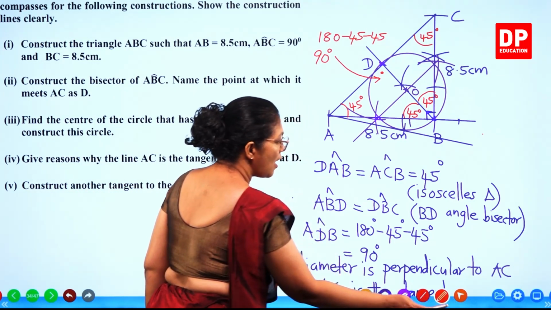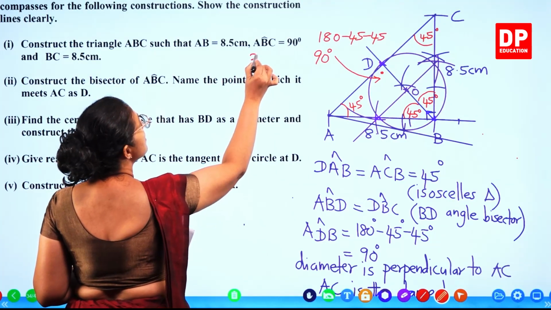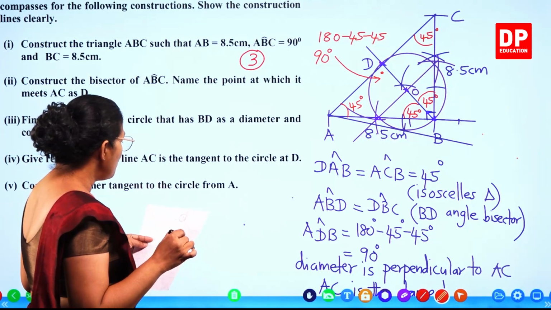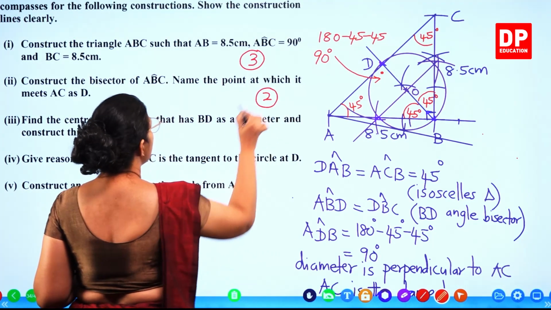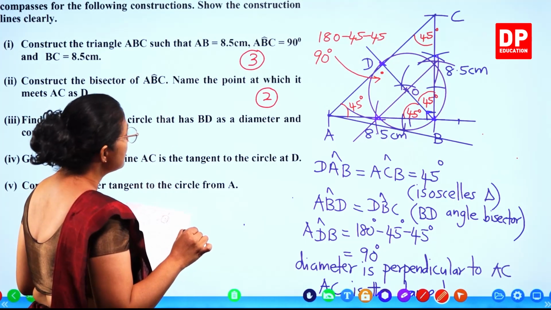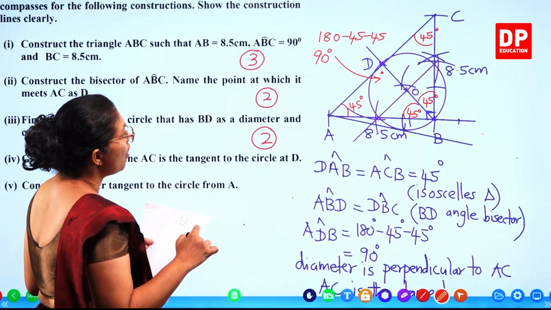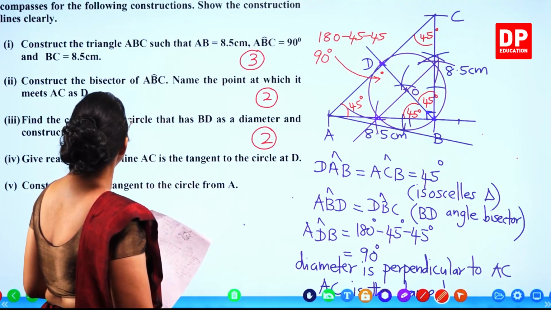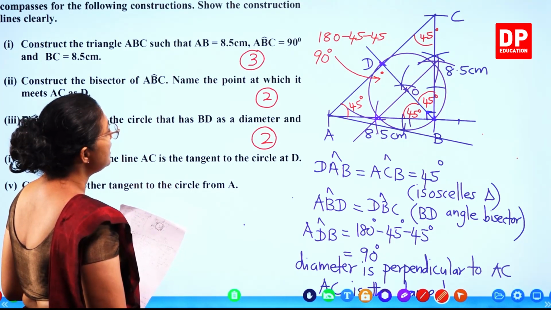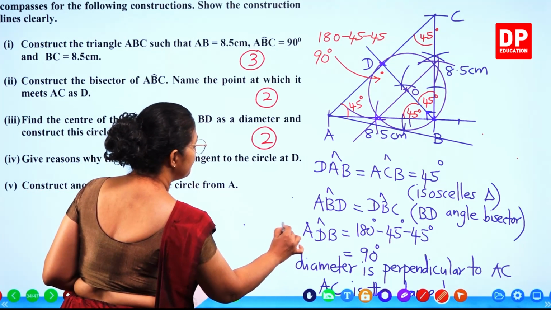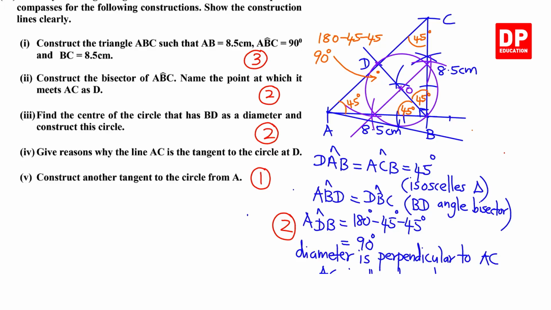Now let's give marks for this question. So you are getting 3 marks for the first part, constructing the triangle. Then you get 2 marks for drawing the angle bisector and marking the D point. Then finding the center of the circle and drawing the perpendicular bisector, you get 2 marks. And showing that AD or AC, both are the same, and showing that the line AC is the tangent to the circle at D, that's 2 marks. And the last part, to construct the other tangent line, you get 1 mark. Altogether 10 marks for this question.